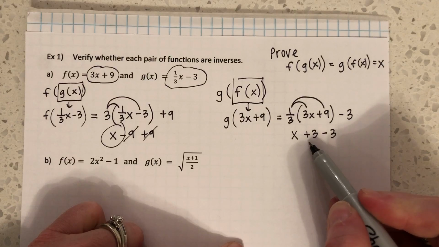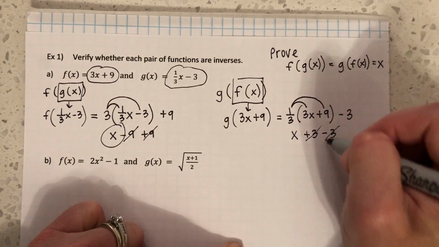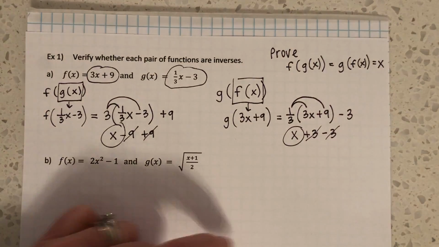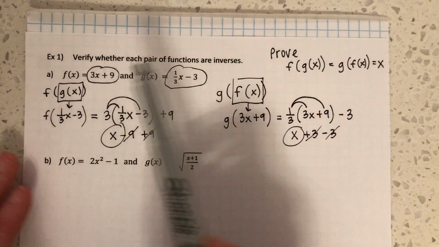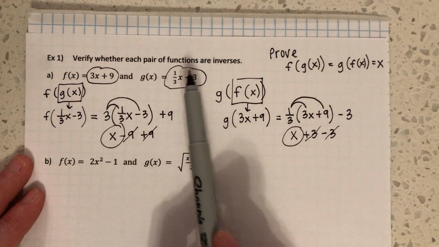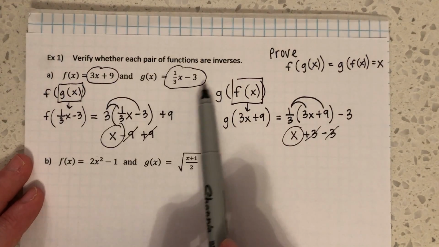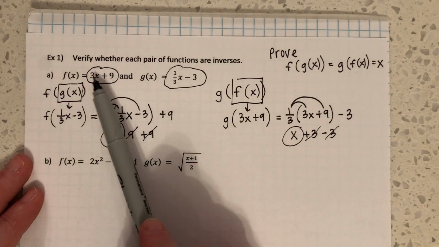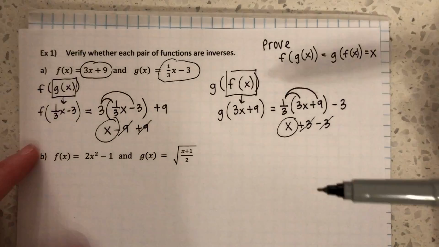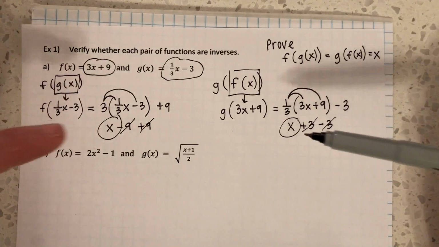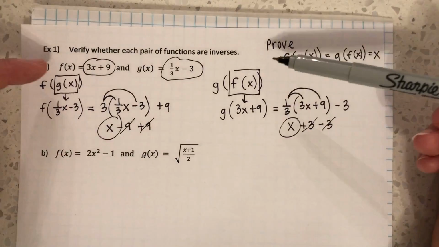And guess what happens to a plus 3 and a minus 3? They cancel each other out, and you're left with just x. That means that all of his operations canceled his operations out. And all of these operations canceled those operations out. So you have just proved that these are definitely inverse functions.